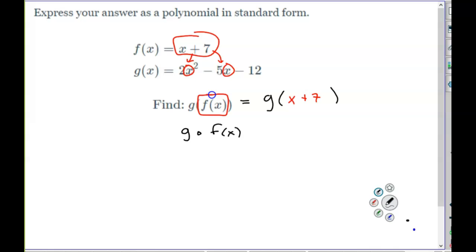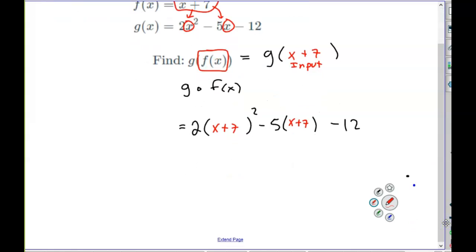So the way I would write this then, I know I'm not going to have enough room here, is I'm going to have 2 times x squared minus 5 times x minus 12. But notice I didn't write x because that's the input. Well, the new input is x plus 7. So I'm going to put x plus 7 into each one of those spots, and then I have to simplify. Now that's the new part right there. It's just putting the composition of function, or f, into g. Now I got to do whatever algebra I need to do.